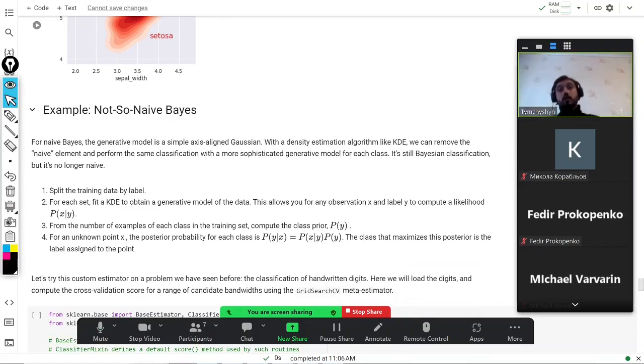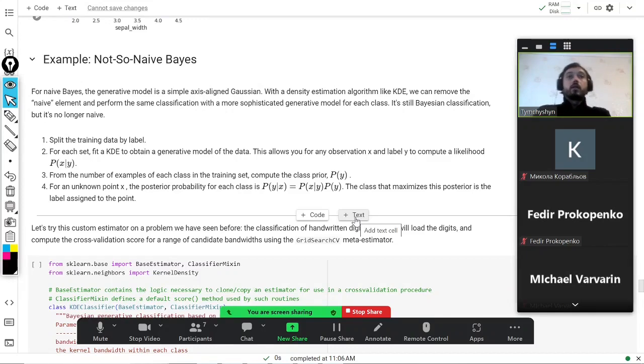Okay, an example that you were asking me about, not a visualization. It's not so naive Bayes. For naive Bayes, a generative model is the simple axis-aligned Gaussian. With a density estimation algorithm like KDE, we can remove the naive element and perform the same classification with a more sophisticated generative model for each class. It's still Bayesian classification, but it's no longer naive.